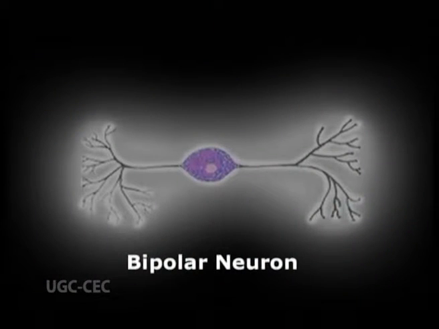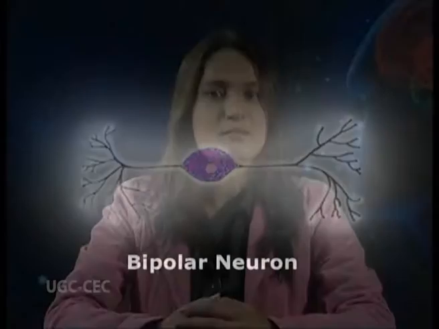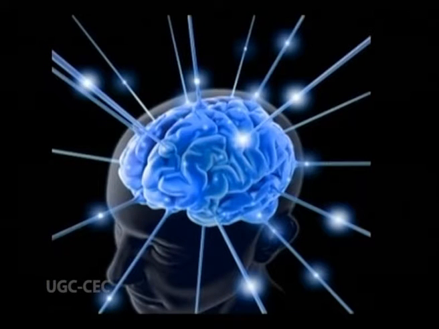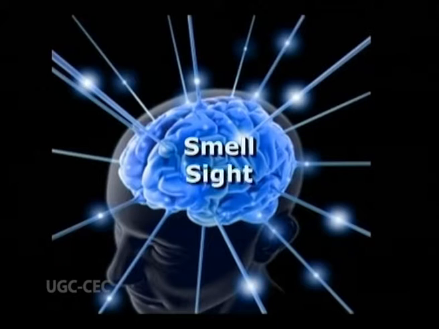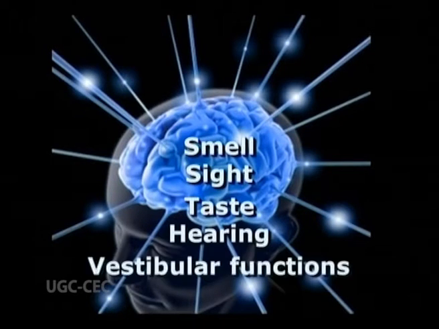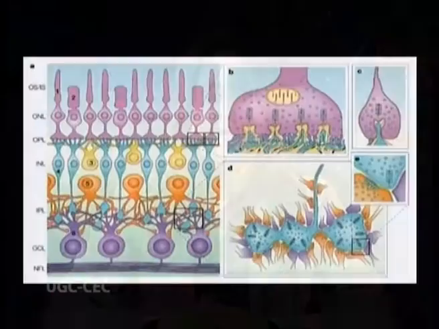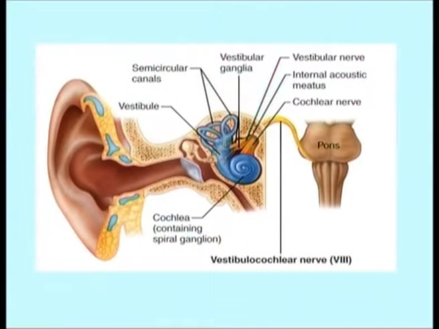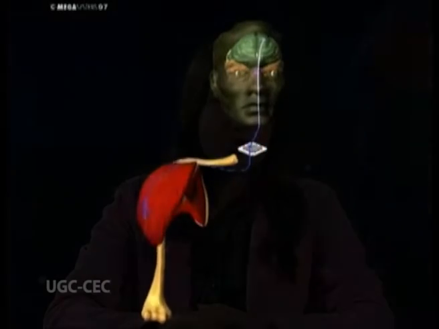Bipolar. A bipolar cell is a type of neuron which has two extensions. Bipolar cells are specialized sensory neurons for the transmission of special senses. As such, they are part of the sensory pathways for smell, sight, taste, hearing, and vestibular functions. Common examples are the bipolar cell of the retina, the ganglia of the vestibulocochlear nerve, and the extensive use of bipolar cells to transmit efferent, that is motor signals, to control the muscles.